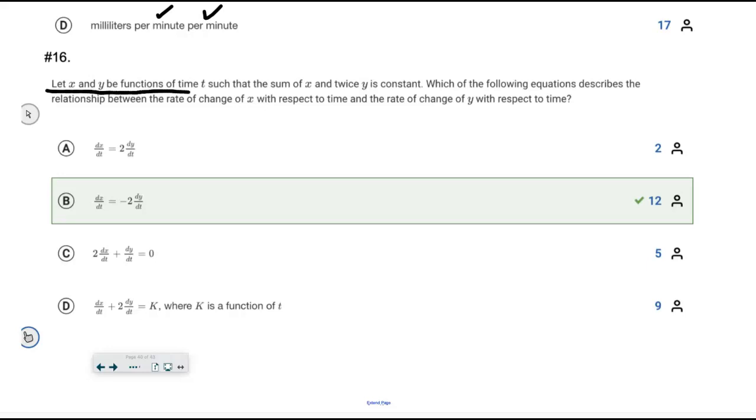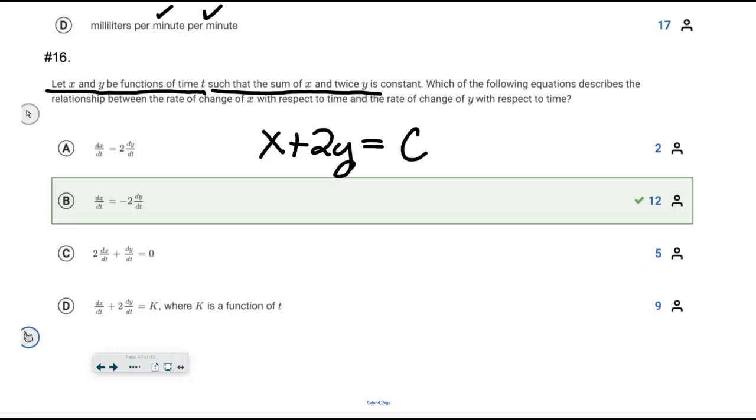x and y are functions of t. Let's say t stands for time. It doesn't say that, but let's suppose. Oh, it does say time. All right? And the sum of x and y. Well, we know what sum means. And it says the sum of x and twice y is equal to some constant. You could put a number here if you want to make it up, but I'm just going to use c. That's what they're telling you.